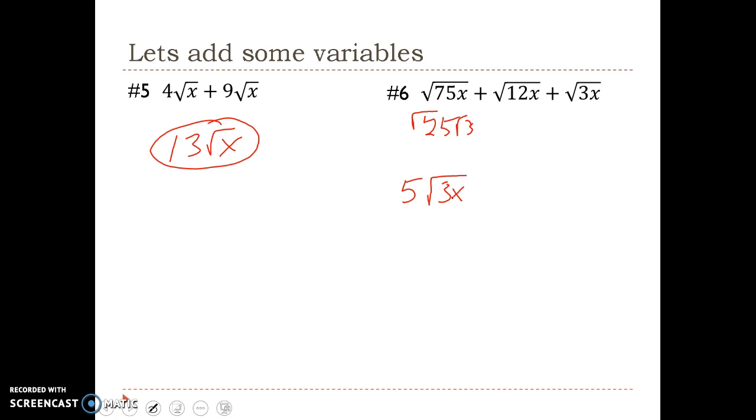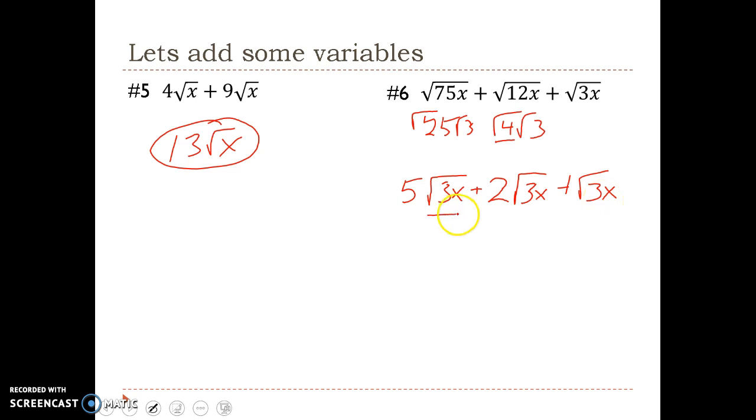For the 12, I can write that as the square root of 4 times the square root of 3. And the square root of 4, we know that is 2. So this is going to be plus 2, and on the inside, we have the 3 still and the x. And then the last can't be simplified. That's just radical 3x.